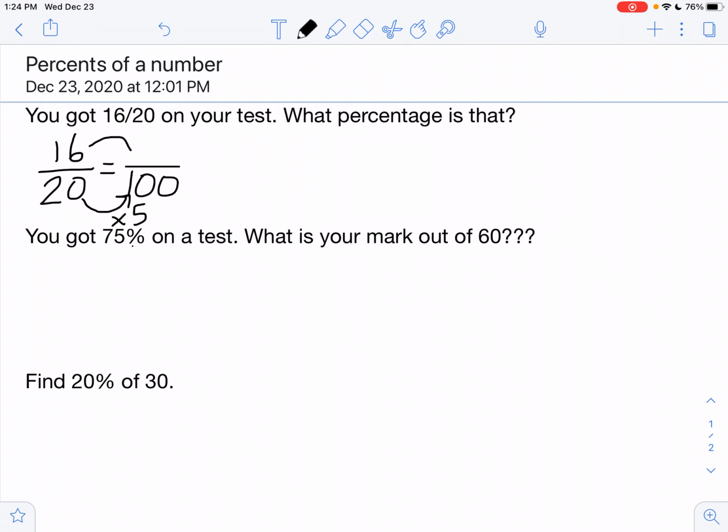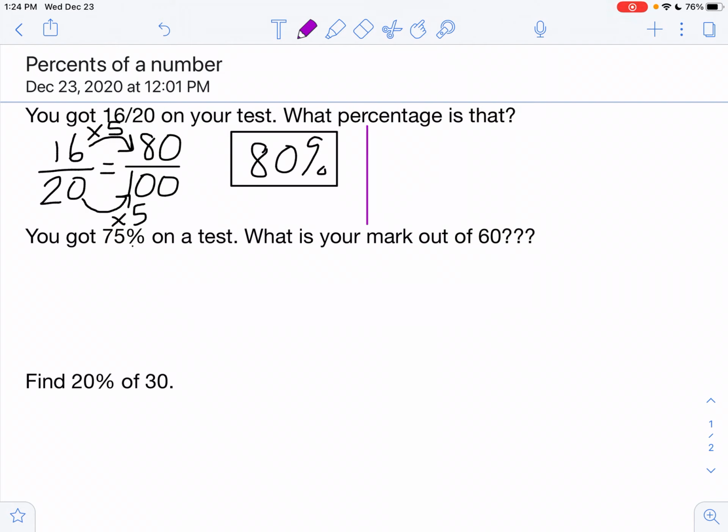And because these ratios have to be equivalent, I multiply the numerator by 5 as well. And 16 times 5 is 80. So the percentage on the test was 80%. So really all we're doing with any of these questions is changing what the total is. It was out of 20, and now we want to know what it is out of 100. There's another way that we can do this.